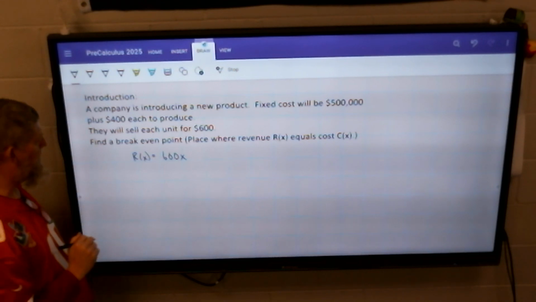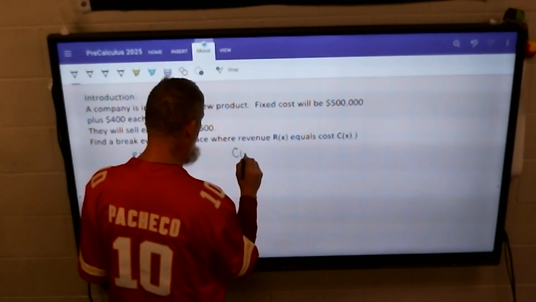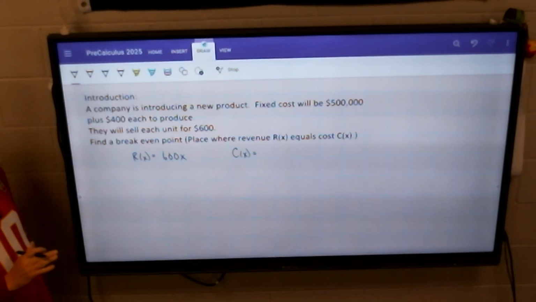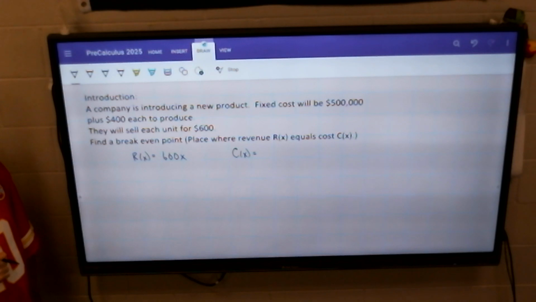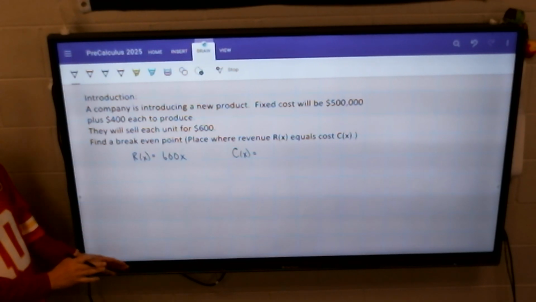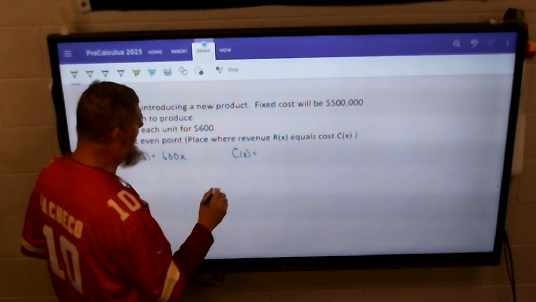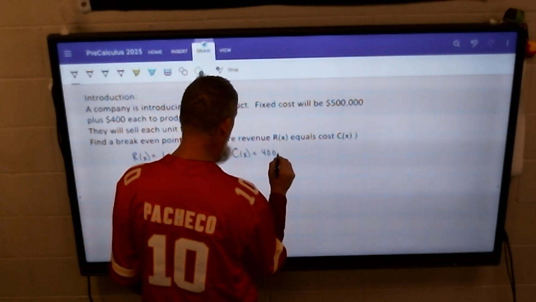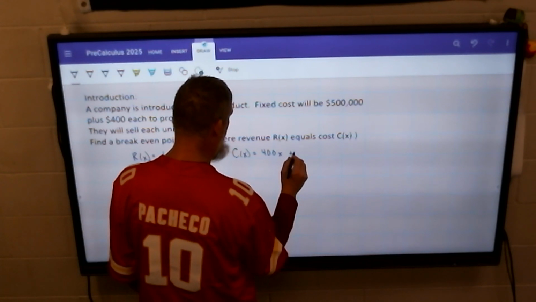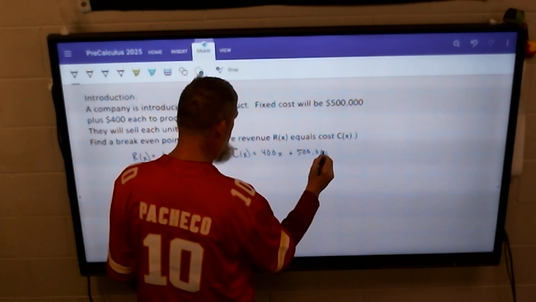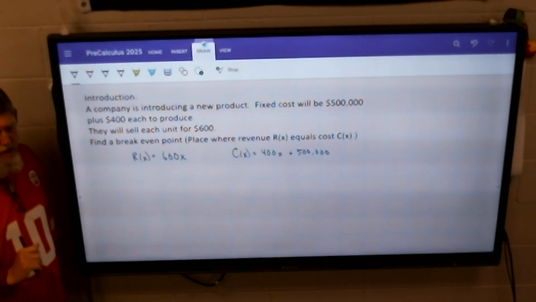What's the cost though? What's the cost gonna be? So we have a cost function. Now, I will tell you, normally they're a lot more complicated than this. This is kind of a basic problem, but what's the cost function? 500,000 plus 400x. So it's 400 of materials for each one, but you had to have $500,000 of setup. So you had to buy a building or build a building or rent a building. You had to build machines, whatever it is. So you got 400 for each item, plus it doesn't matter if you make 1 or 1,000,000, it's going to cost you $500,000 to set up.